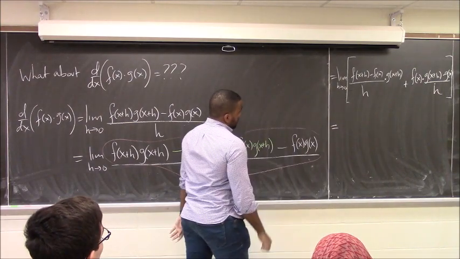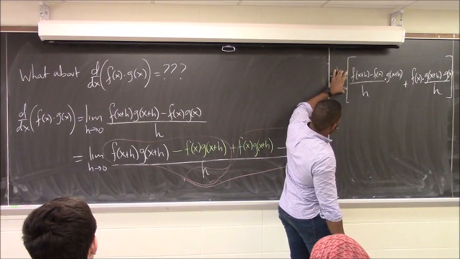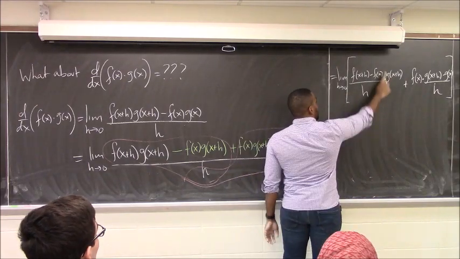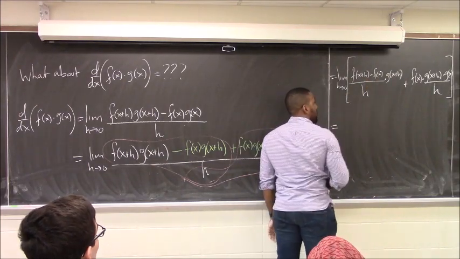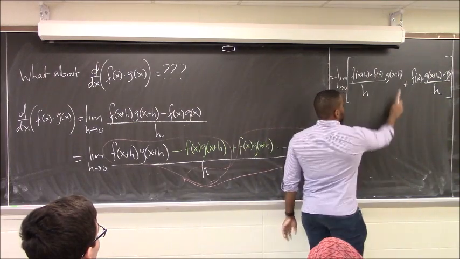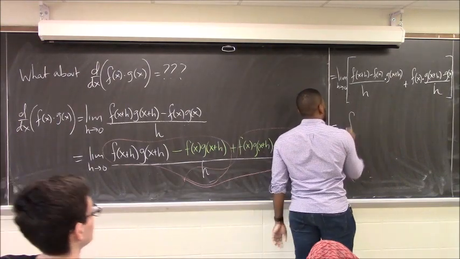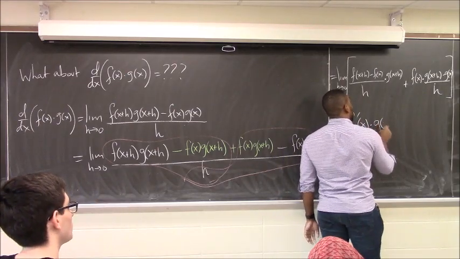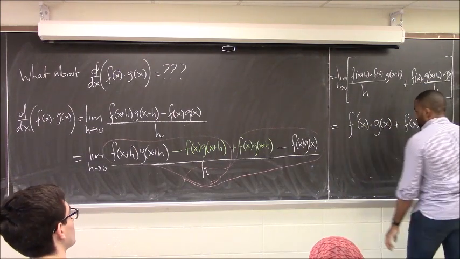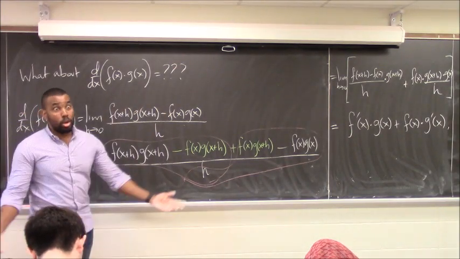Now we know by the limit laws, the limit of a sum is just the sum of the limits. The limit of a product is the product of the limits. So I can literally take this limit and apply it to each of these individual functions. The more perceptive among you would realize that if I apply the limit here, I will get f prime. And if I apply the limit here, I will get g prime. Letting h go to 0 here will just leave me with g of x. So ultimately, this becomes f prime times g of x plus f of x times g prime of x. This is how we would differentiate a product of functions. It is called the product rule.